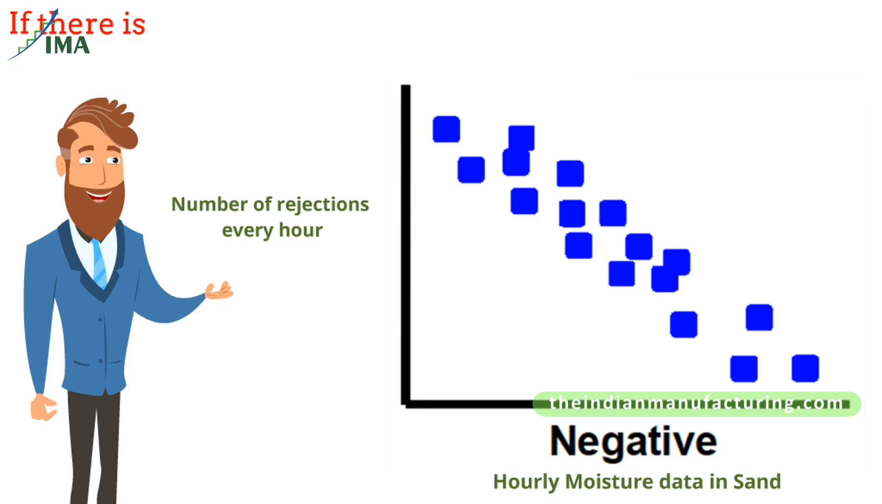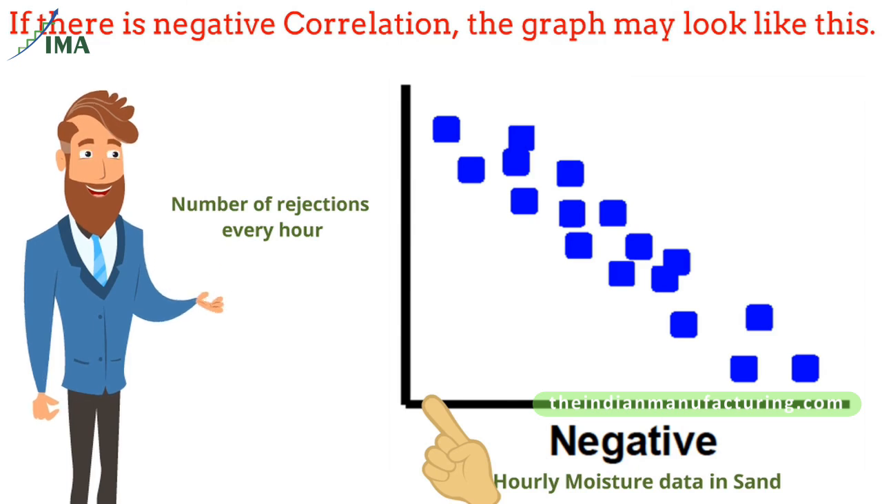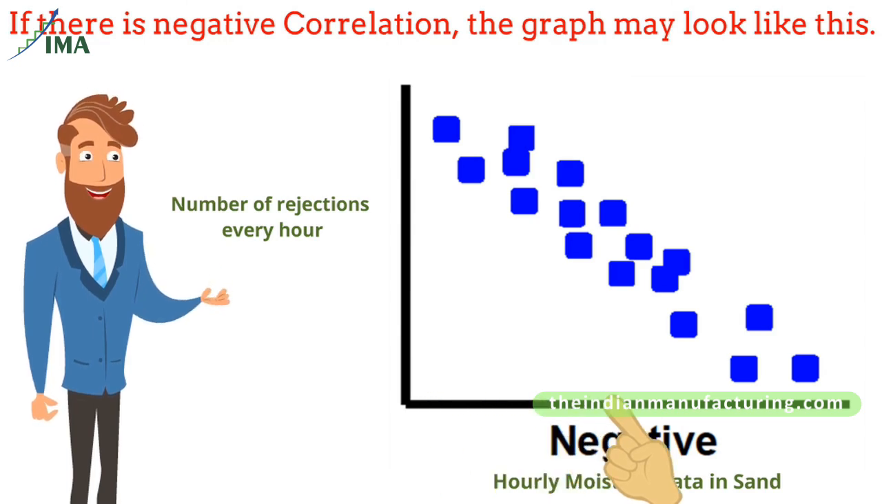If there is negative correlation, the graph may look like this. Negative correlation means, if the moisture is increasing, the rejections are decreasing, and if the moisture is decreasing, the rejections are increasing. Hourly moisture data is plotted on x-axis, and number of rejections every hour is plotted on y-axis.